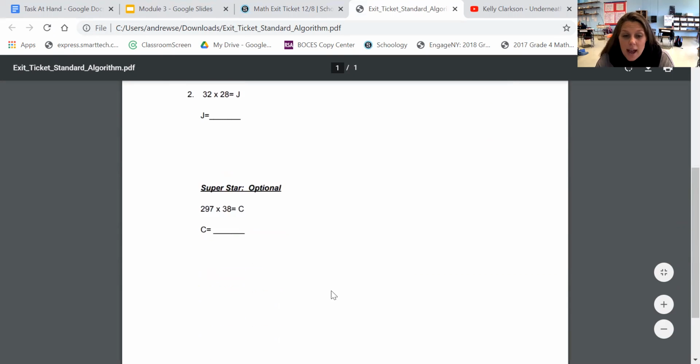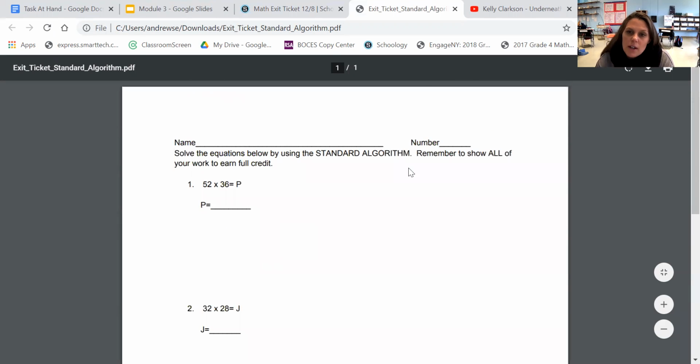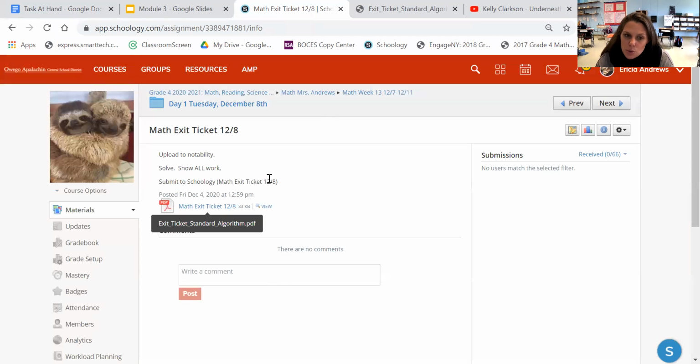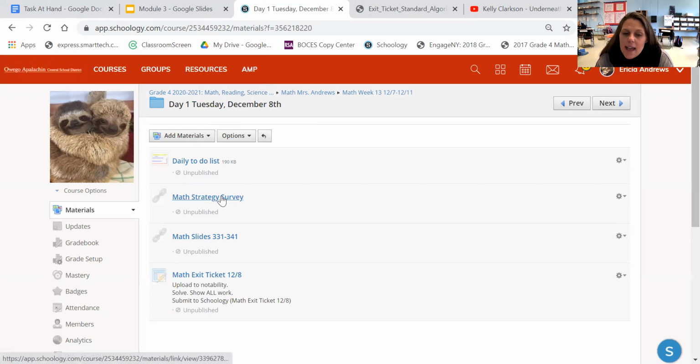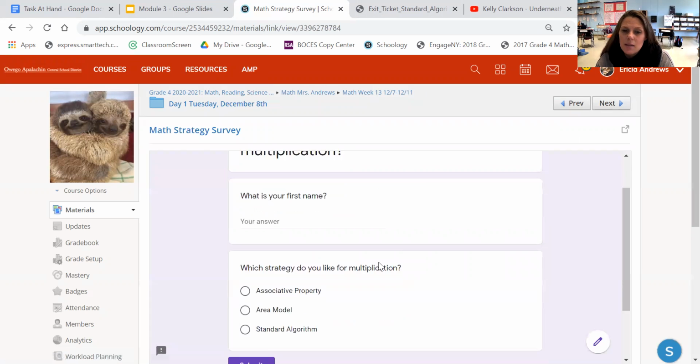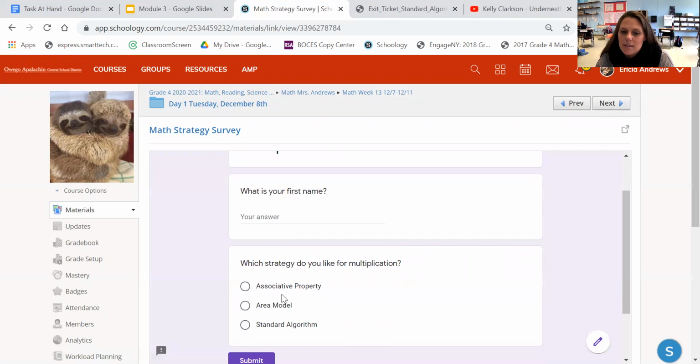So there's two problems for you. And if you have time or if you want to try it, go ahead and try the Superstar. It's completely optional. You don't have to. Once you've done this, you will submit it back to Schoology. Don't forget, if you didn't already, that you went at the beginning of class and you completed this survey, just telling me which strategy you like the best, okay?